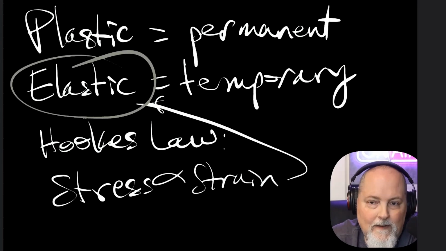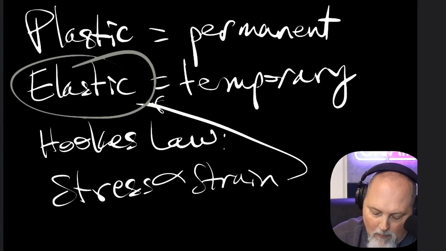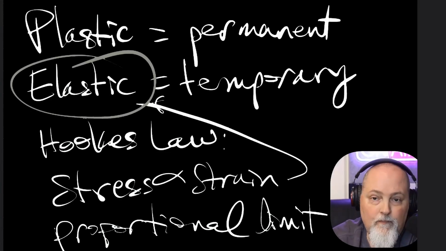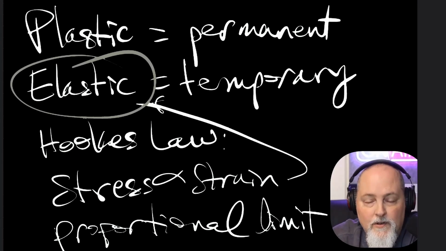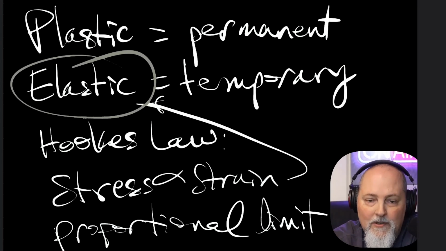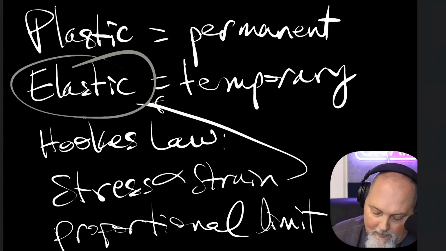That means if you stay below that proportional limit, where stress and strain are still proportional, then the material will return to its original shape once the load is removed. But there's a limit. If you move past its yield, now you're in plastic deformation, permanent deformation. I know that's a lot.